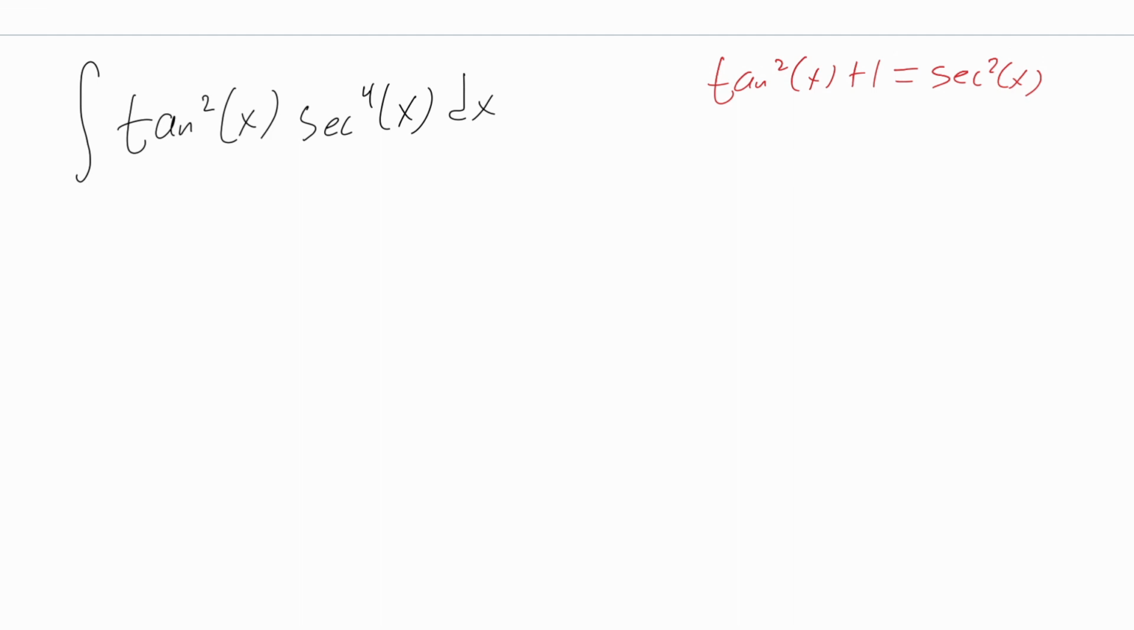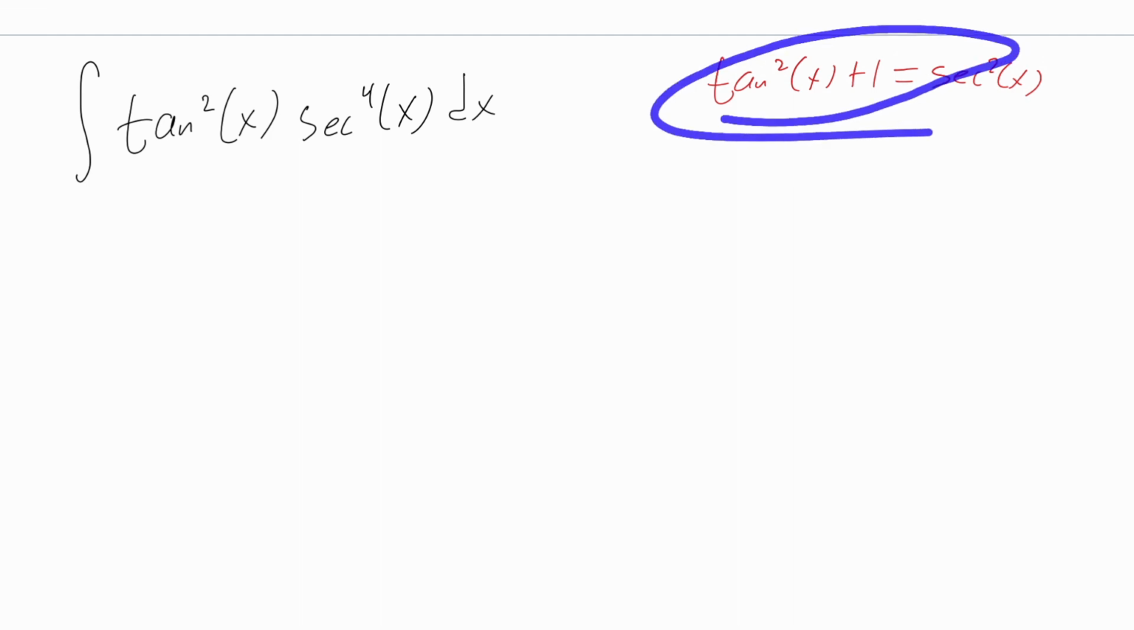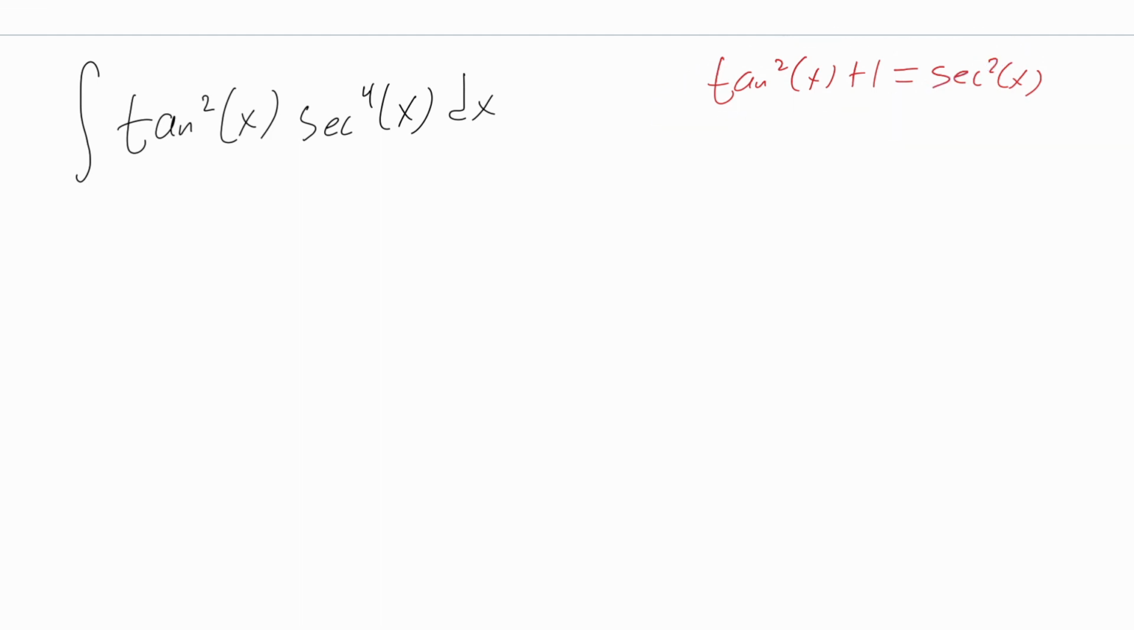And how do we use it for this particular problem? Well, we're going to try and kind of force feed it to make things look like this trig identity that we want to use. So secant to the 4th, we can all agree, is secant squared times secant squared.